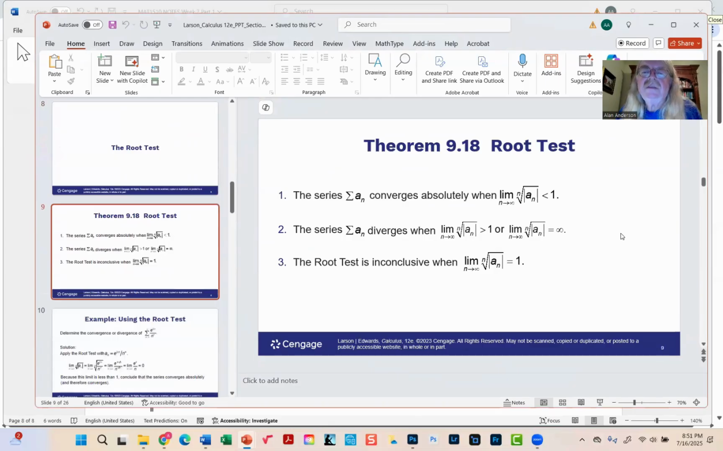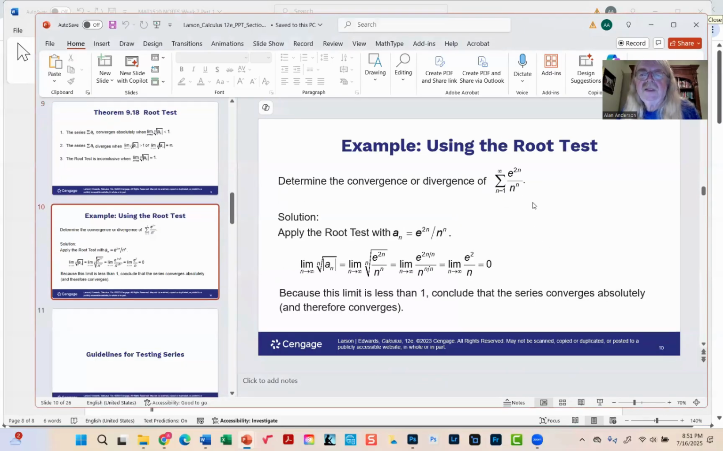Now the root test. Instead of ratios, we have roots. I mean, the name says it all. So if we take the limit of the nth root of a_n strictly less than 1, it converges. Greater than 1 or infinity, it diverges. Equal to 1, inconclusive.